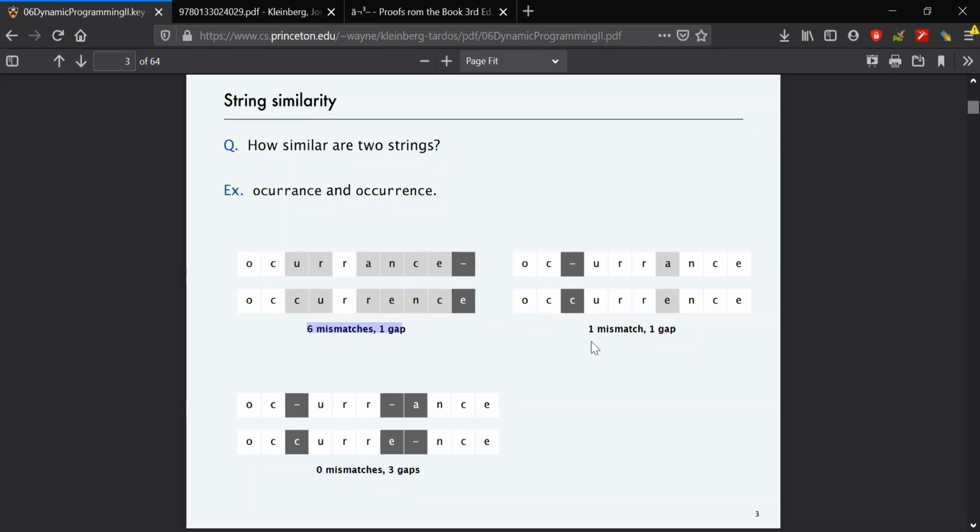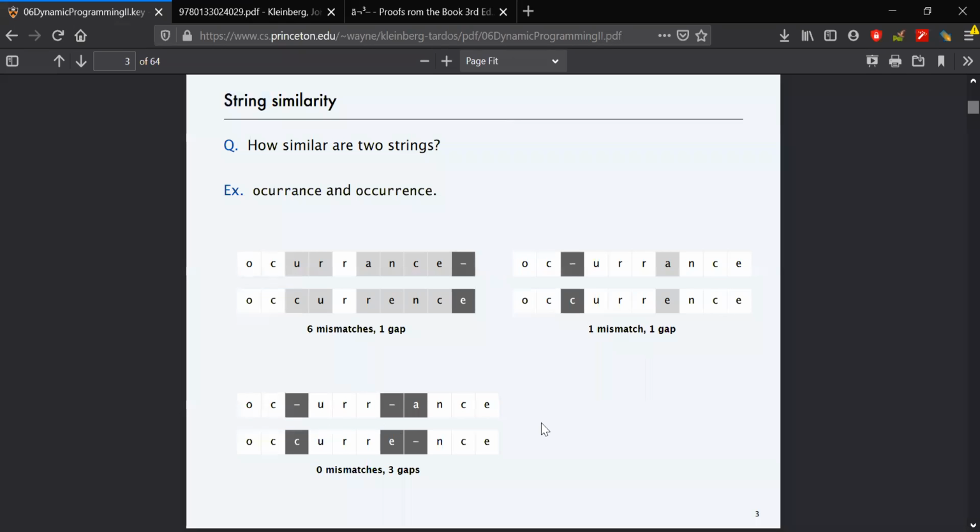Now you try another setting. If I put a gap over here, then I get just one gap and one mismatch. So perhaps this is a better way to say that these two strings are close. And then there is 0 mismatch and 3 gaps.